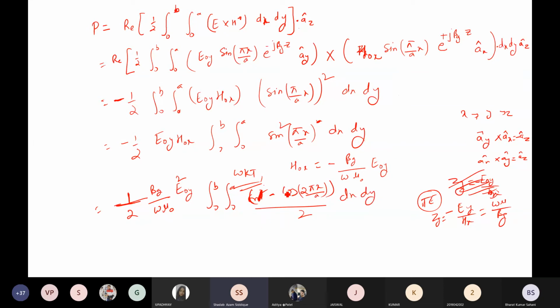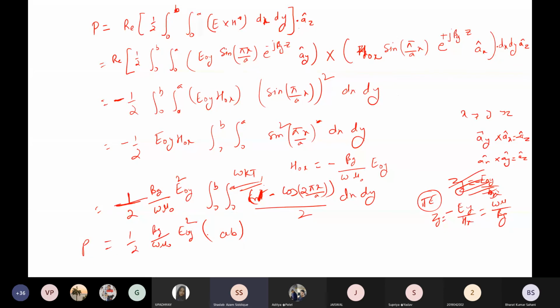Or if you solve for this one now, sin square theta is equal to 1 minus cos 2 theta by 2. So if you solve this integration, you will be able to find this comes out to be AB, only AB, and this is written as 1 by 2 beta g divided by omega mu naught e naught y square into AB. You will be able to find out. That is called power radiated.